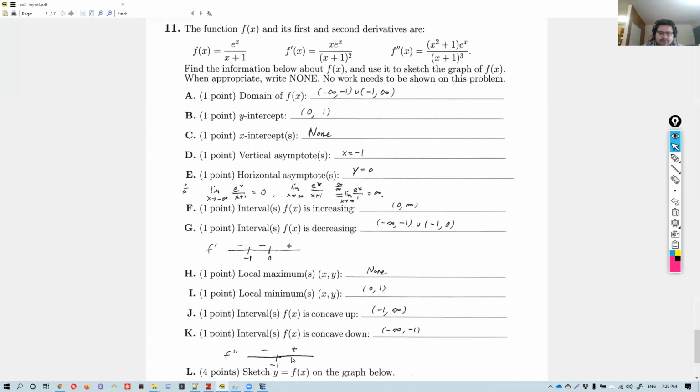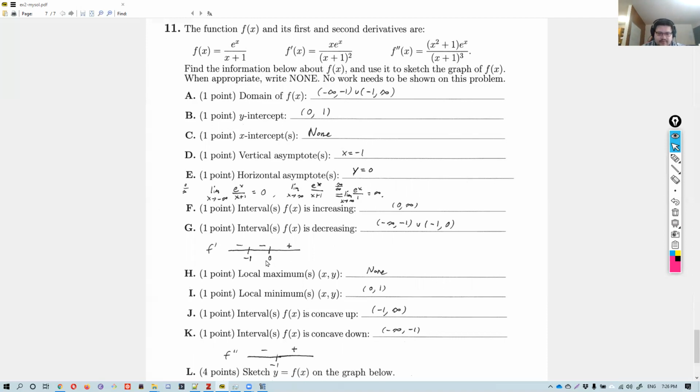If I plug in something that's greater than -1, everything is positive. All three of these parts are positive. If I jump over the -1, this x plus 1 is going to change in sign. Because this is cubed, the whole denominator is going to change in sign. That's going to cause a sign flip for f double prime, and so there is a sign flip when you jump over the -1. Okay, and then that answers J and K. So concave up is -1 to infinity, and concave down is from -infinity to -1, just by reading off the positive and negative from the second derivative.